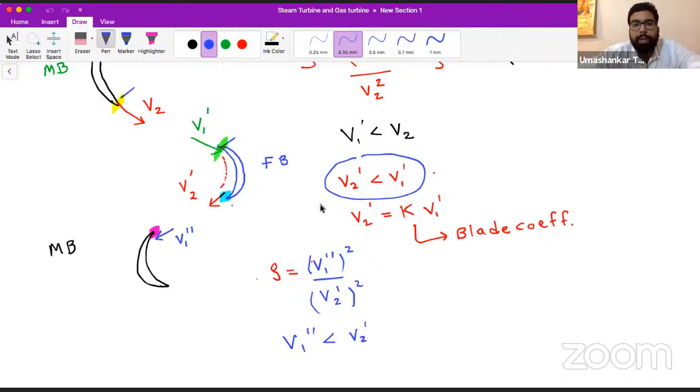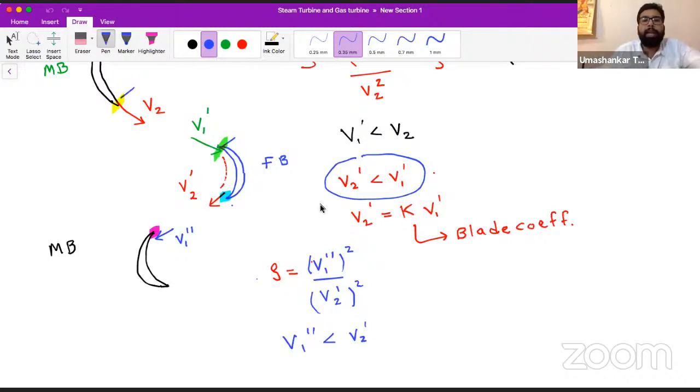Okay, so what is happening from one blade to another blade? From one blade to another blade, the carryover coefficient comes into play. And in a blade itself, when our steam moves in a blade itself, our blade coefficient comes into play.